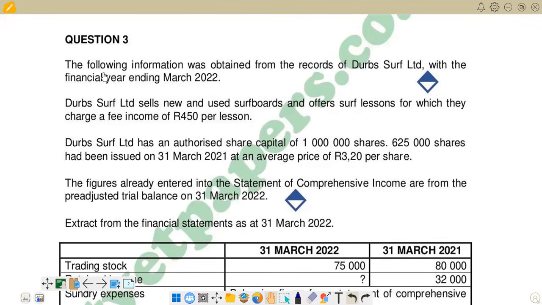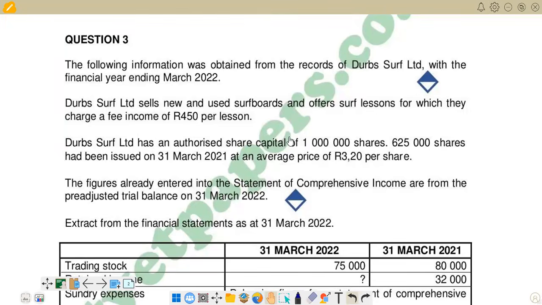The question reads: the following information was obtained from the records of Dubs Safe Limited with the financial year ending 31 March 2022. So that's where our financial year is ending, 31 March 2022. Dubs Safe Limited sells new and used surfboards and offers surf lessons for which they charge a fee of 450 rands per lesson. Next paragraph: Dubs Safe Limited has an authorised share capital of 1,000 shares.